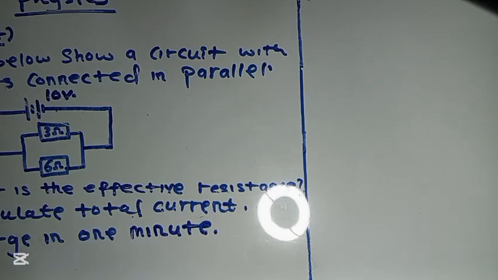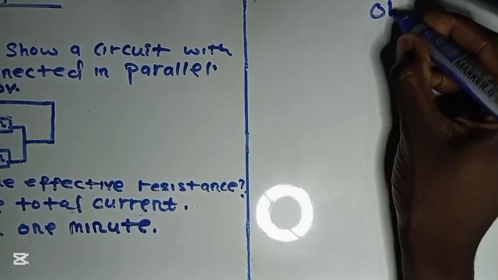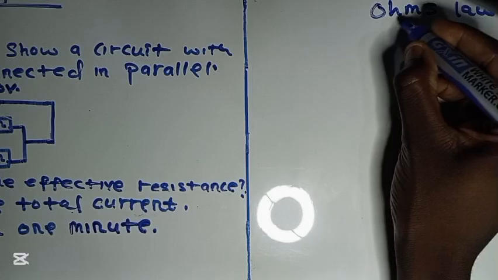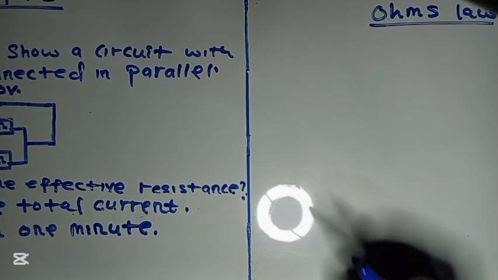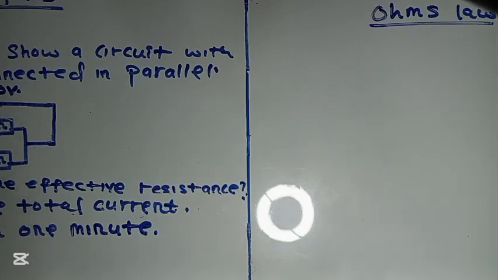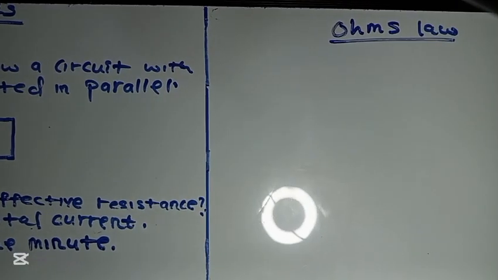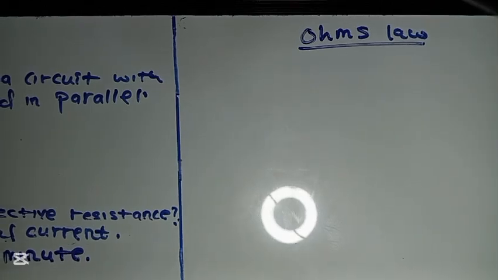Under current electricity, we mainly focus on what we call Ohm's law. What we want to know about Ohm's law: the first thing is the definition. The second thing is the formula for Ohm's law. And lastly, we want to define each component of the formula.